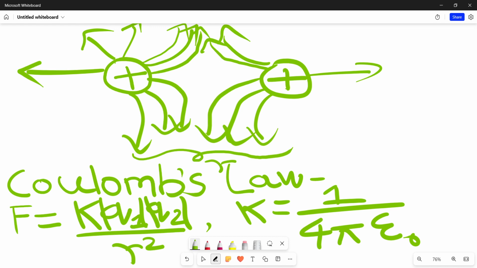It's not helping us to further analyze the situation. So we just take absolute value. We ignore the signs, right? So k times the absolute value of q1 times the absolute value of q2 over r squared. That is the electrostatic force between two charged particles, right? Whether it is attractive or repulsive, that depends on the nature of the charge.